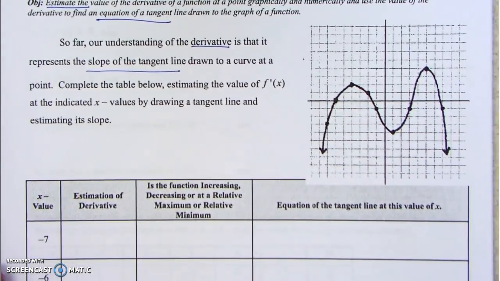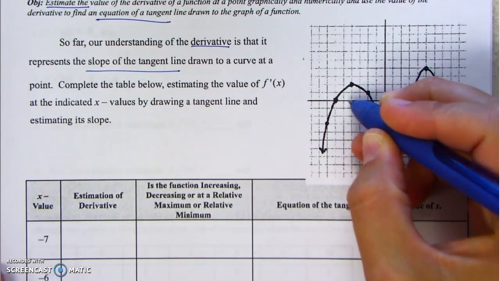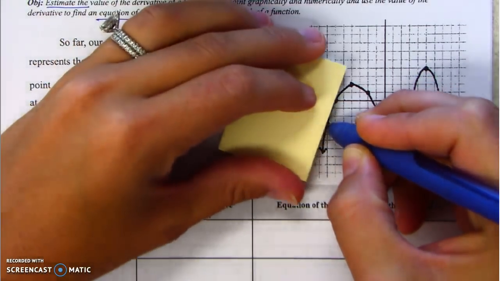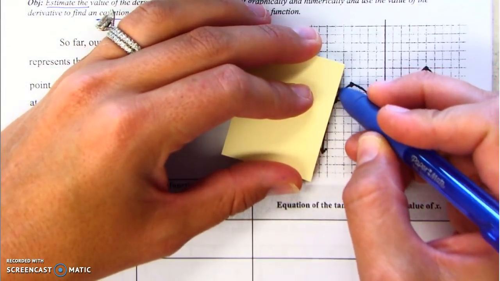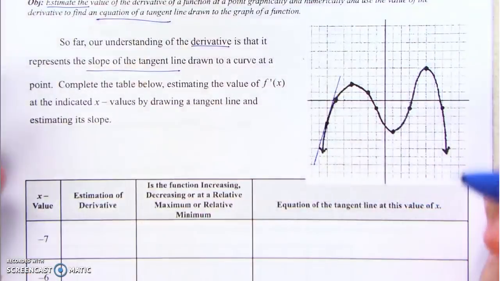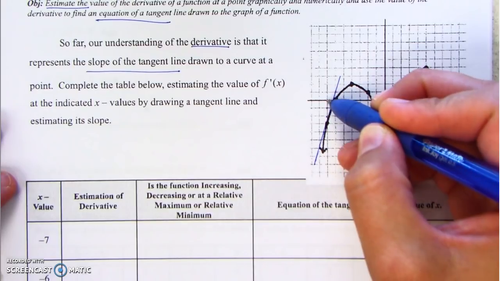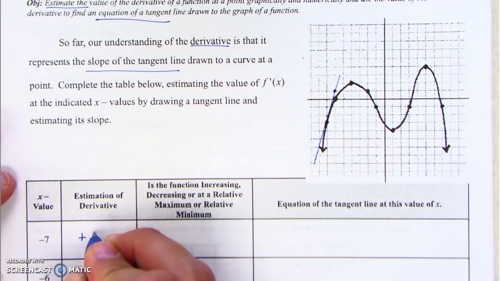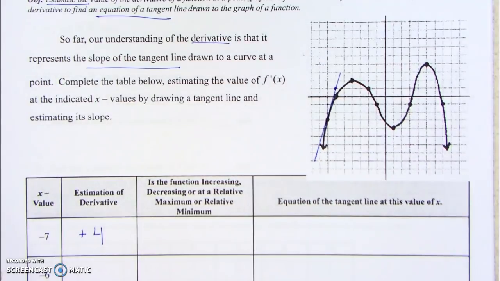Okay, so we're starting at this x value of -7. 1, 2, 3, 4, 5, 6, 7. So it looks like this little first point here, and I'm going to draw my tangent line. Now, this was at a point, so what's this slope? Up 1, 2, 3, 4 over 1. So this slope is going to be a positive 4. That's our estimation of the slope of the tangent line.